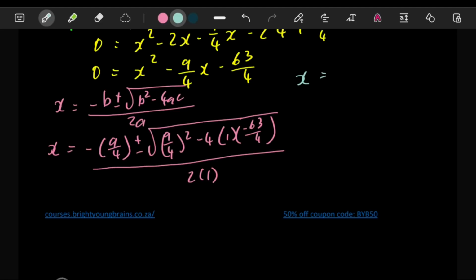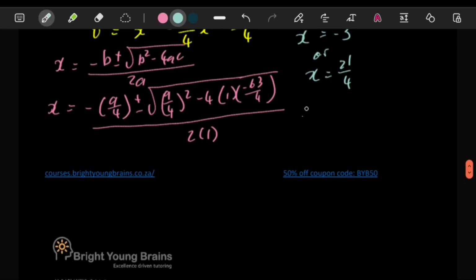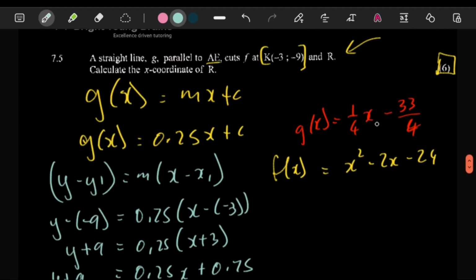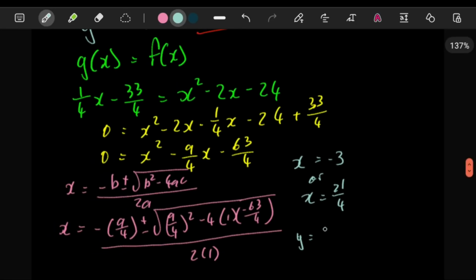The x value that we're getting is x equal to negative 3, as predicted, because K has an x value of negative 3. The other one, let's see what the calculator is giving us, is 21 over 4. So obviously this one is the one that gave us K, because remember K has an x value of negative 3. So for R, we can just take the equation of g and throw in the x value 21 over 4. So let's see here.